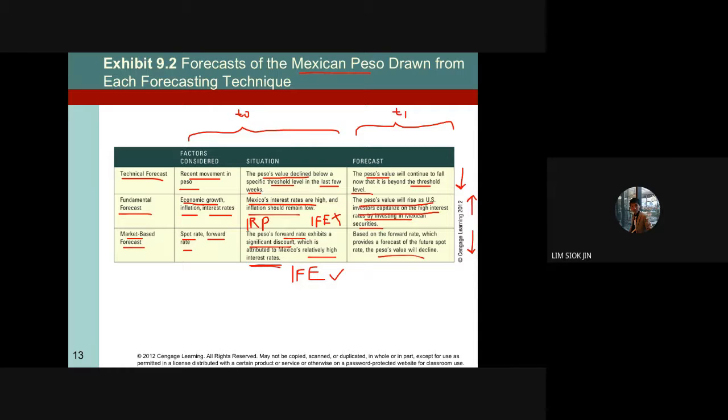So out of these three methods, there would be one that you will have to trust more. You cannot say, oh, I trust technical more. Whatever you decide on must be strongly backed, must have a solid reason for you to believe so. Either you predict the peso will appreciate or depreciate, you must have a solid reason to believe so.